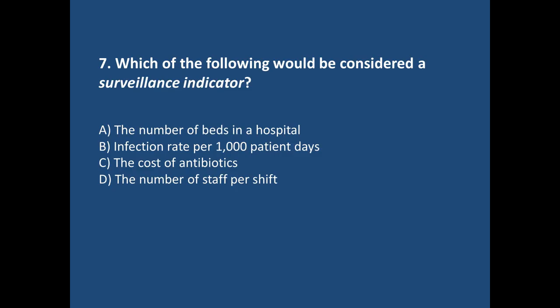Question number 7. Which of the following would be considered a surveillance indicator? A. Number of beds in a hospital. B. Infection rate per 1,000 patient days. C. The cost of antibiotics. And D. Number of staff per shift. And the answer is infection rate per 1,000 patient days.